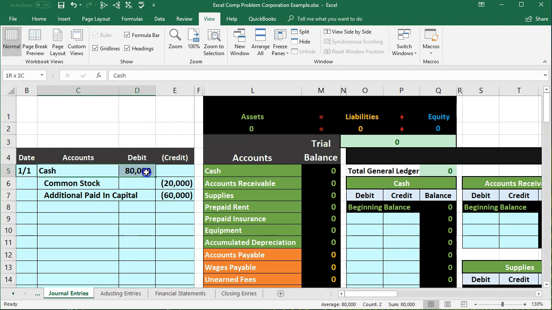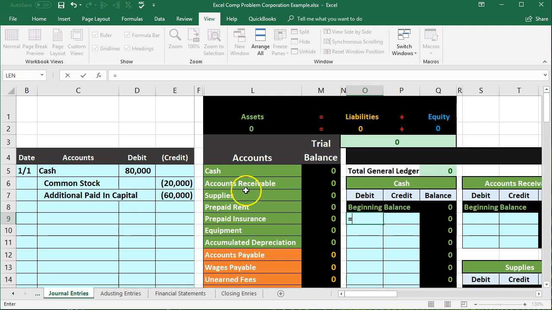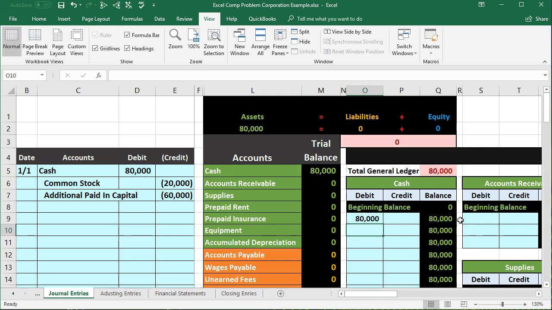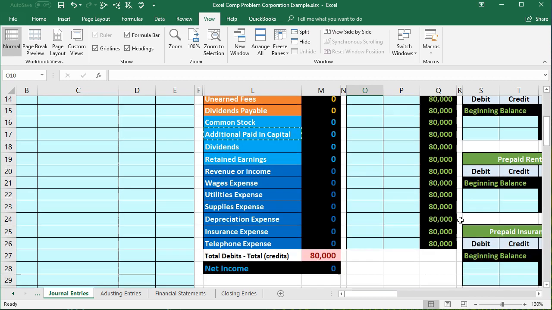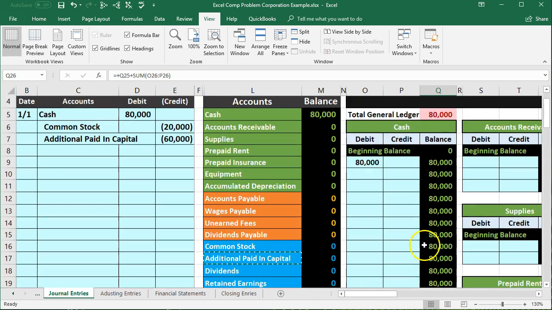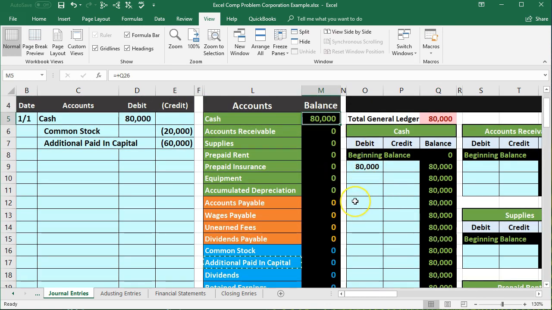So here's the first item, cash. Here it is on the trial balance. First item on the general ledger as well, of course. We're going to be on the debit side. So on the debit side for cash, we are in cell O9, where we will say equals and point to that 80,000. That's going to bring the balance up from 0 by 80,000 to 80,000. We can see that that's going to have the 80 all the way down, and of course that brings it over to the trial balance as well.